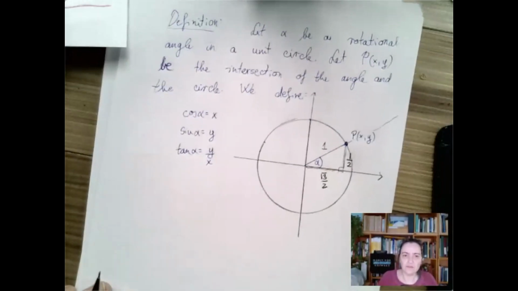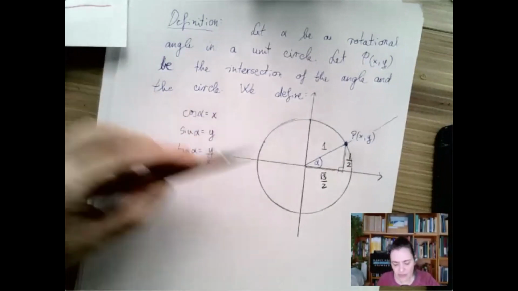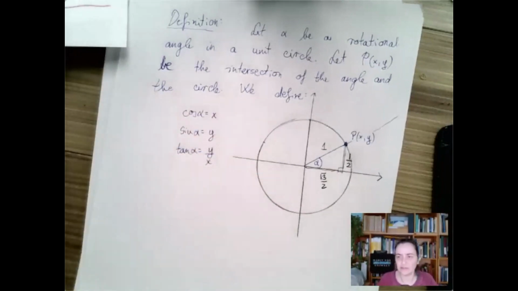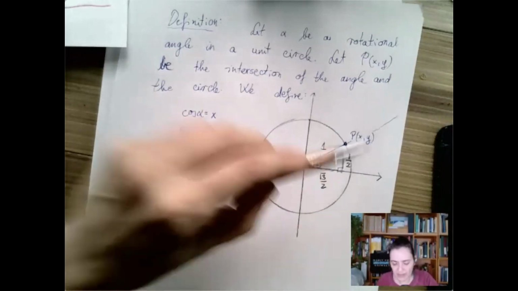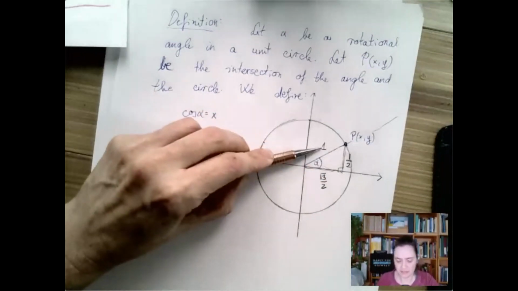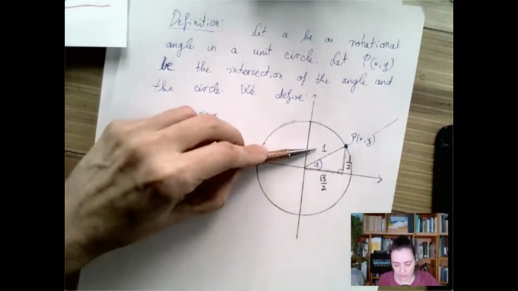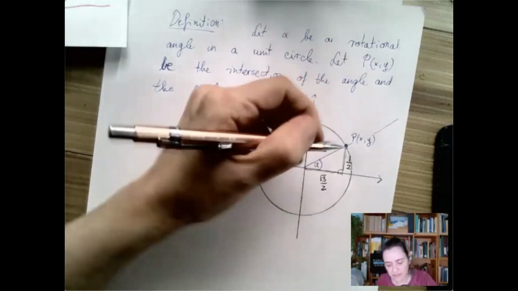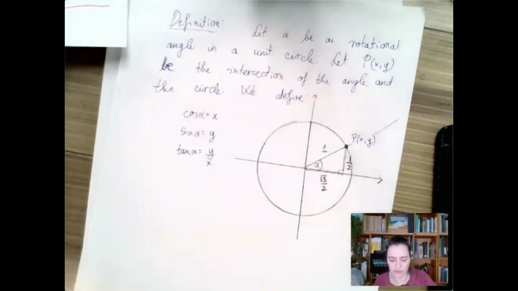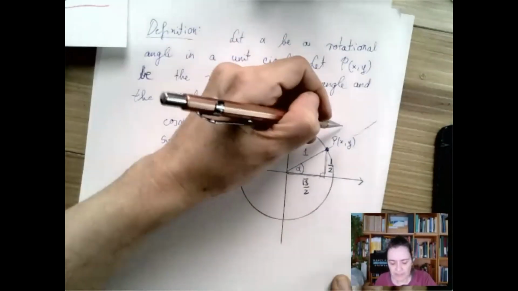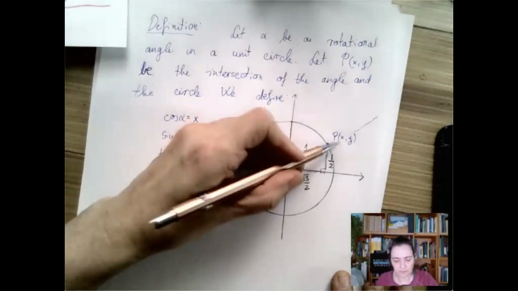Okay, so given that, let's use right triangle trigonometry. Well, we know that already, right? The sine of 30 should be half. Half over 1 is half. Cosine of 30 should be root 3 over 2 over 1, root 3 over 2. But now let's figure out what are the two coordinates of this point. What is the x coordinate of this point?